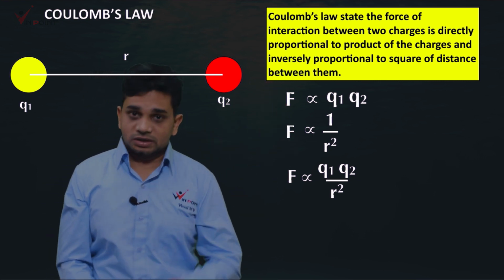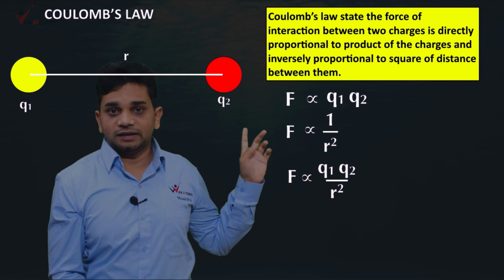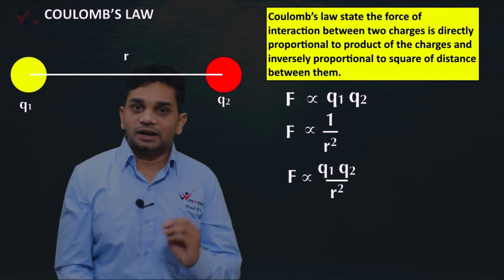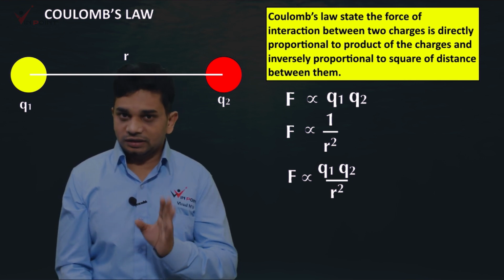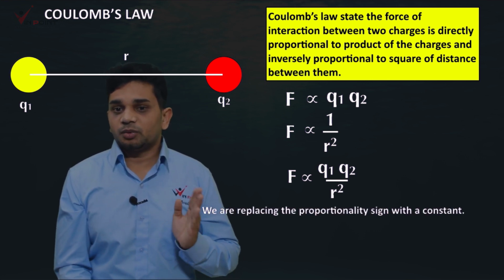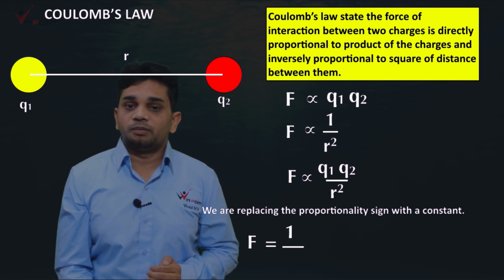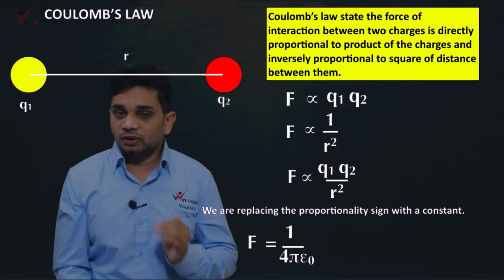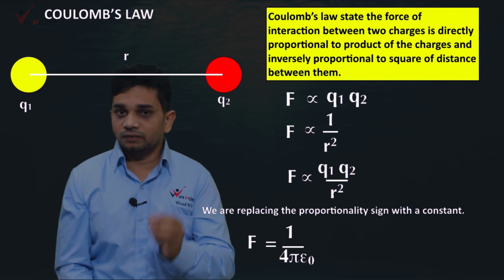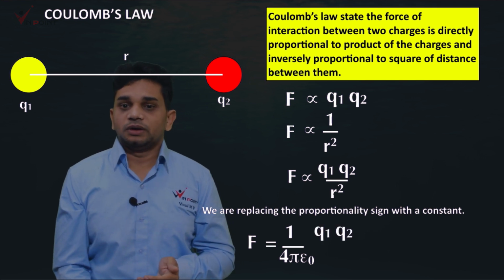Now we are going to make an equation. Equation means there has to be an equal sign. Here we have only the proportionality sign. We need to change that proportionality sign into equal. What is the method? Yes, add a constant. Then the proportionality sign will become equal. We are replacing the proportionality sign with a constant. F equal to, here the constant is 1 by 4 pi epsilon 0. Epsilon is permittivity. We will discuss it later. After this we are going to discuss this permittivity. So F equal to 1 by 4 pi epsilon 0 Q1 Q2 by R square.